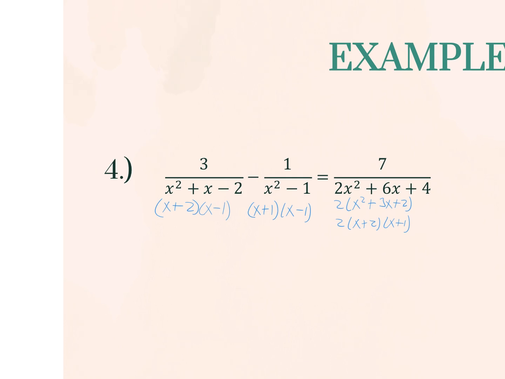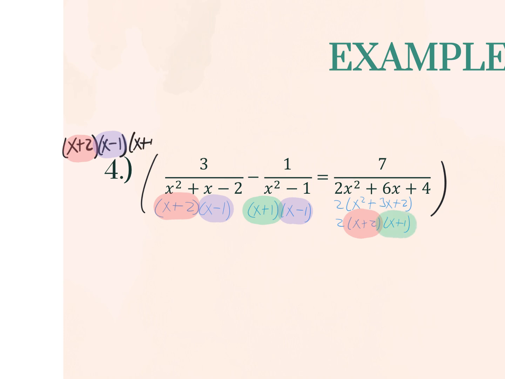There's a lot of factors here to keep track of. So let me write the parentheses, and we're going to multiply by, let's go one by one. There's an x plus 2 here, and there's an x plus 2 here. So we should multiply by an x plus 2. And then there's also an x minus 1 and an x minus 1, so we're going to multiply by that as well. And then there is also an x plus 1 and another x plus 1. So we're going to multiply by that as well.